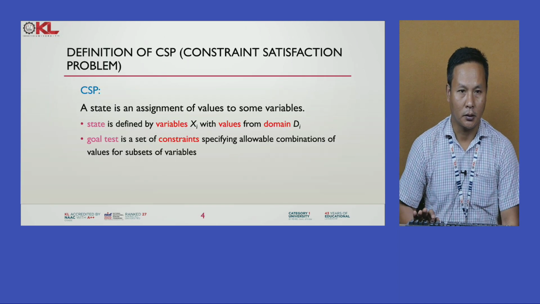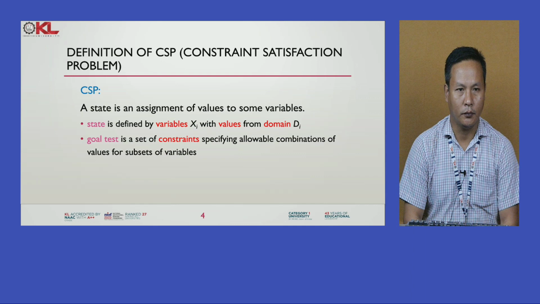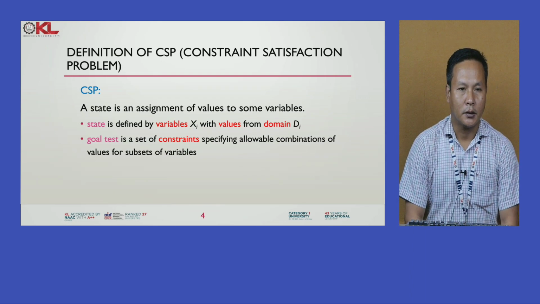First, let us start with constraint satisfaction problems and definitions. A constraint satisfaction problem is a problem which gives one stable solution after satisfying some conditions.